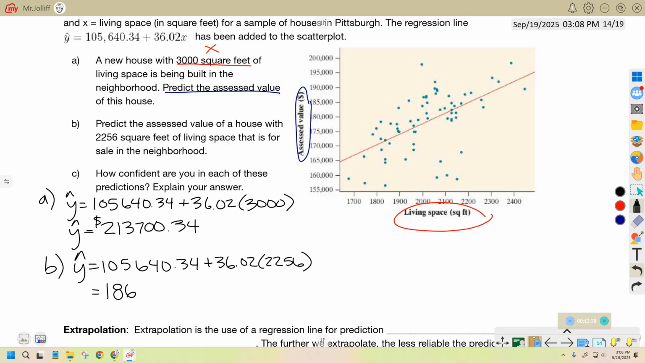What came after the 186? 911.01? 01.2. Did anybody else get that? Just the cents were different. So that was probably a typo somewhere on the calculator. Yeah. Good. Very good.